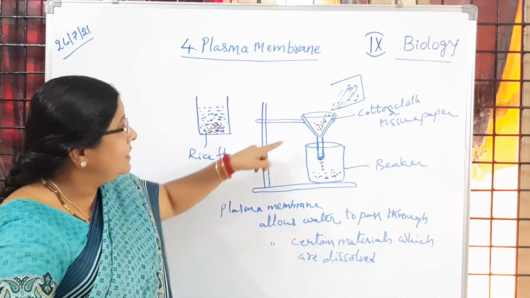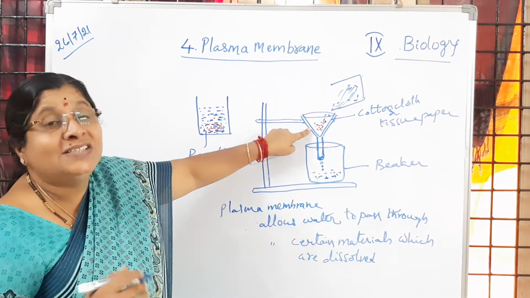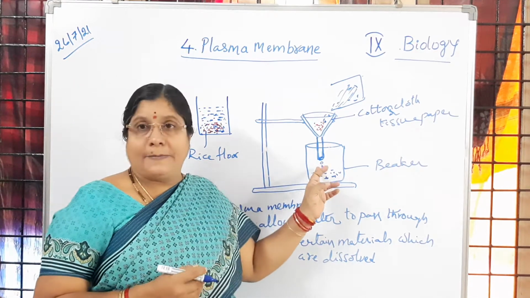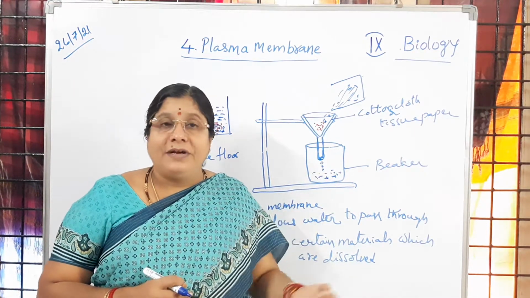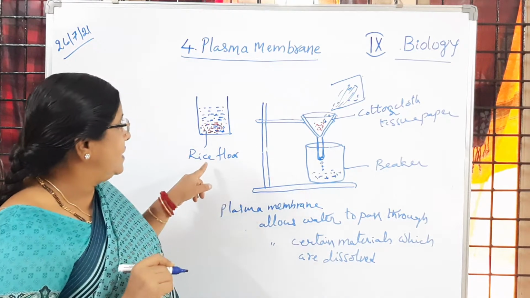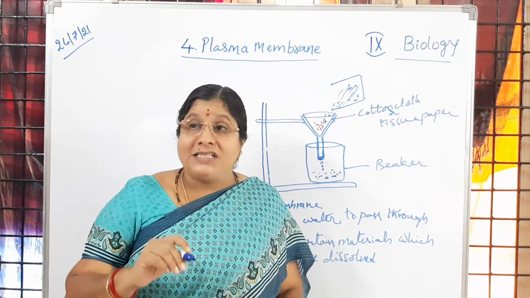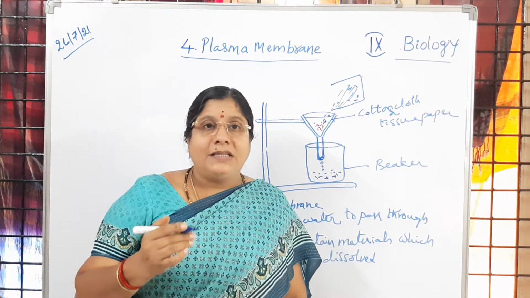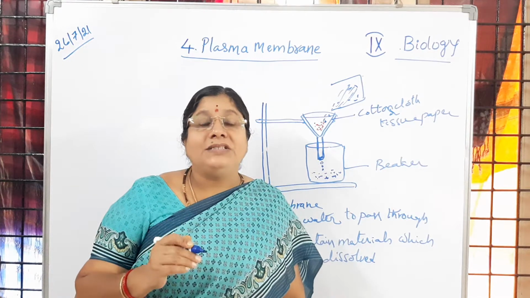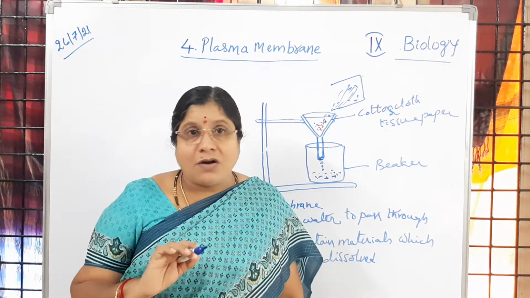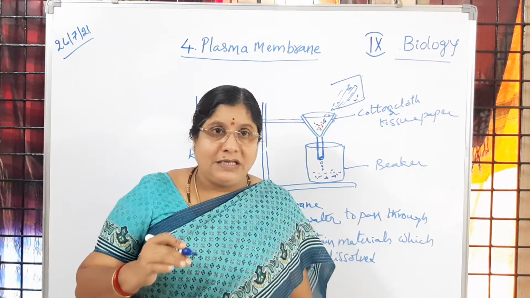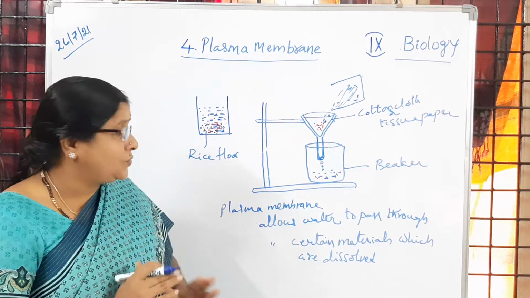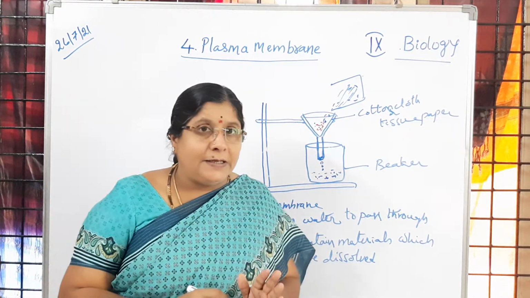So here the residue, whatever is collected, is not getting dissolved. Suppose if you take sugar solution, it will continuously be collected here, even if we use cotton cloth or filter paper. But we are using rice flour here. Is it not, children? Rice or wheat flour we have used. Rice or wheat are examples of starch. So starch is said to be insoluble in water. It is not dissolved. Is it clear? So undissolved materials are not allowed to pass through this plasma membrane. They never will be. Is it clear?